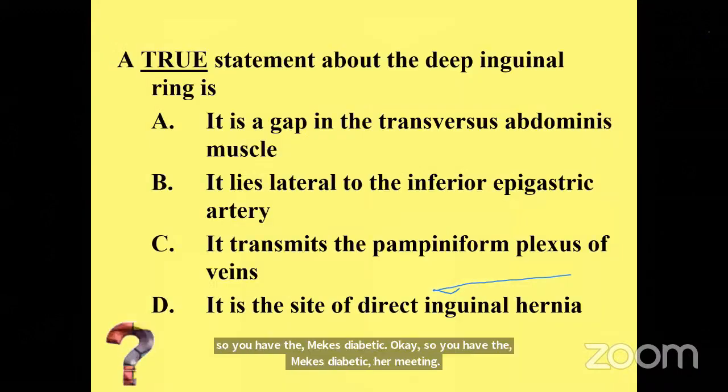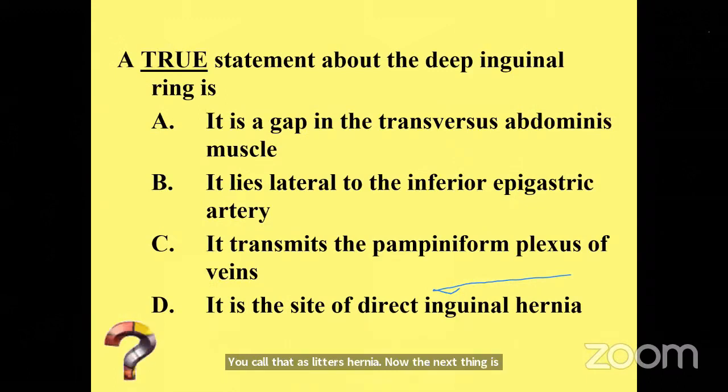Now the next question: which is the true statement about the deep inguinal ring? It is a gap in the transverse abdominis muscle. It lies lateral to the inferior epigastric artery. It transmits the pampiniform plexus of veins. It is a site of direct inguinal hernia. What can be the answer? They are asking for the true statement.